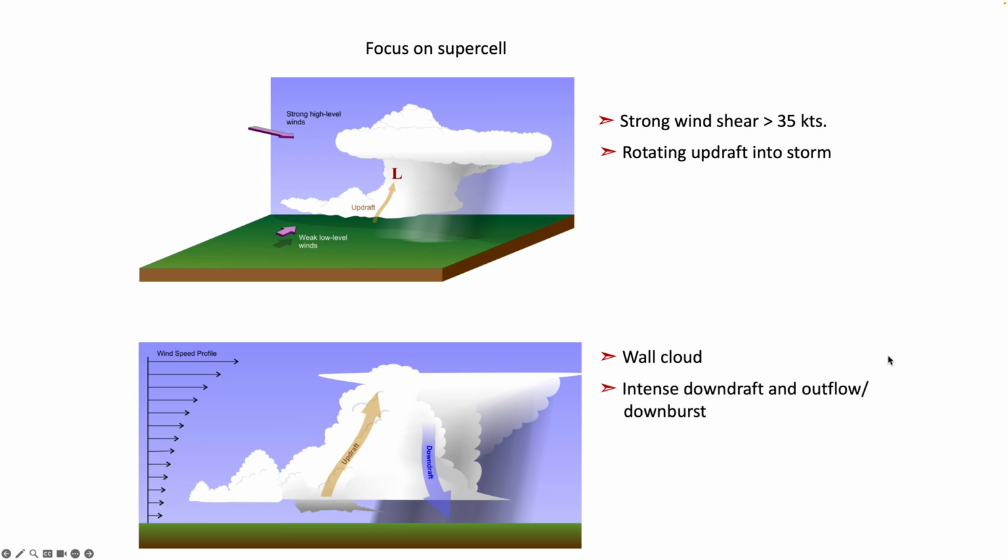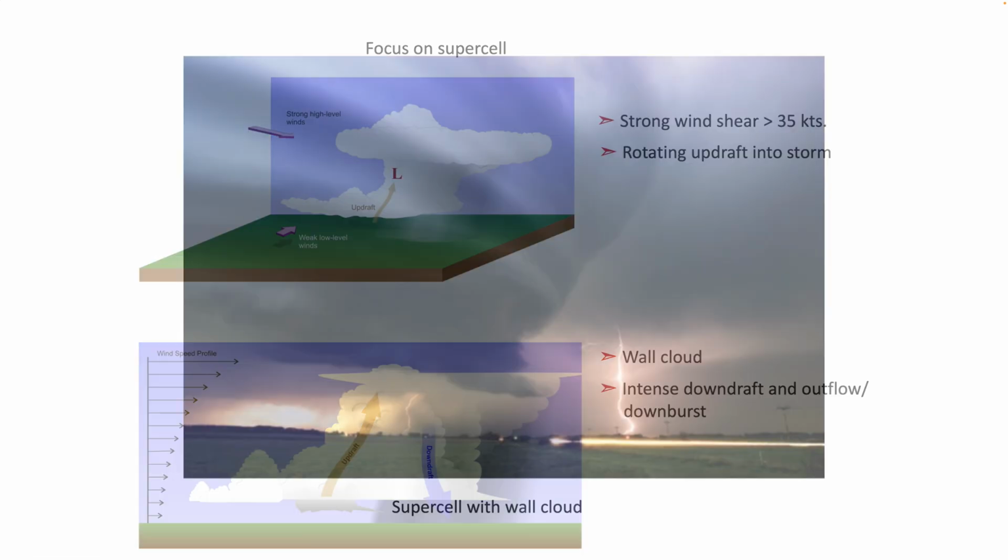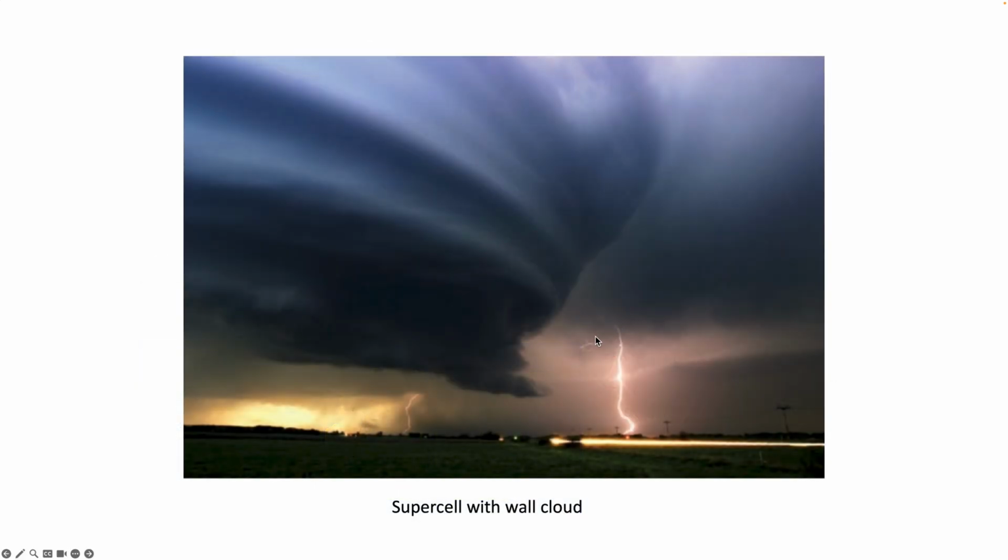So we get intense downdraft and outflow with this falling rain and hail, and if it's really strongly coming down in terms of the downdraft, we sometimes will call this a downburst. And here's a picture of a supercell with a wall cloud. Here's the supercell, here's the wall cloud. You can see that the actual hail and the heavy rainfall are not falling out of the wall cloud itself. It's falling out of the main thunderstorm tower, which is located a little away from the mesocyclone and the wall cloud.